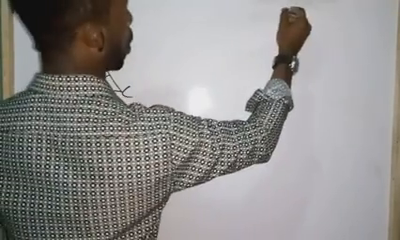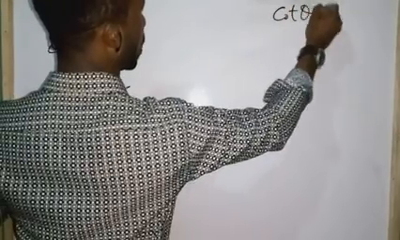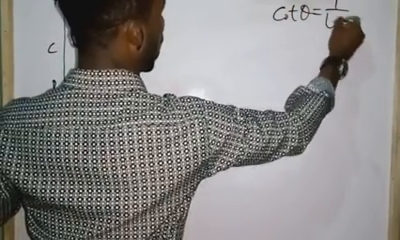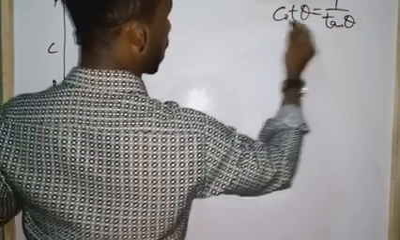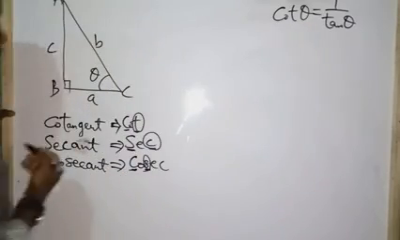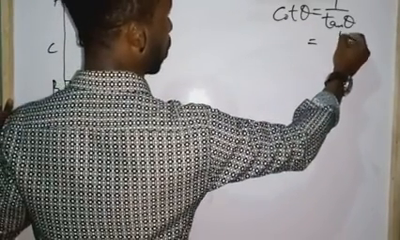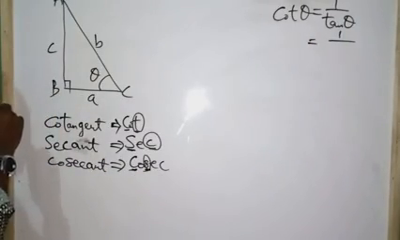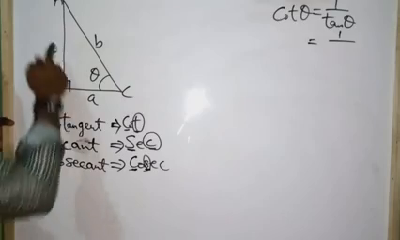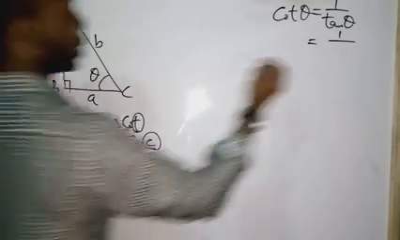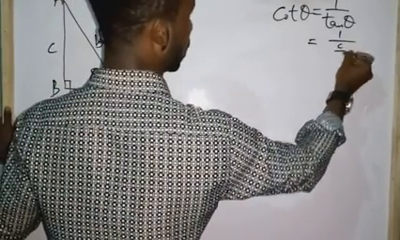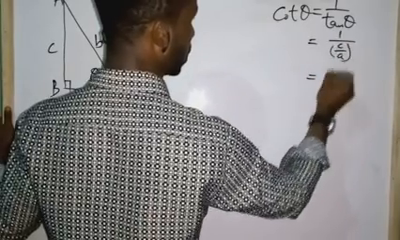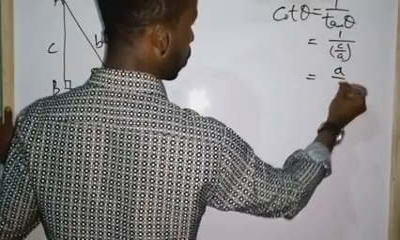So cot theta is equal to 1 over tan theta, if you remember what I just said. And if I do that, let's break it down. 1 over tan theta. From here, can you remember? Tan is c over a. So this is a over c.